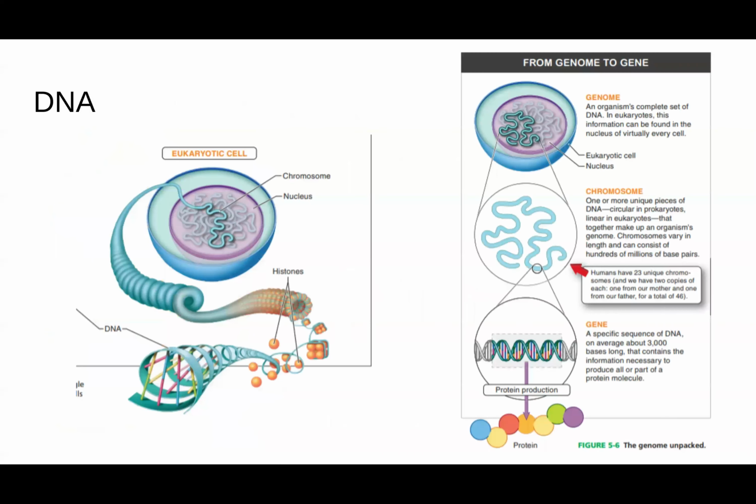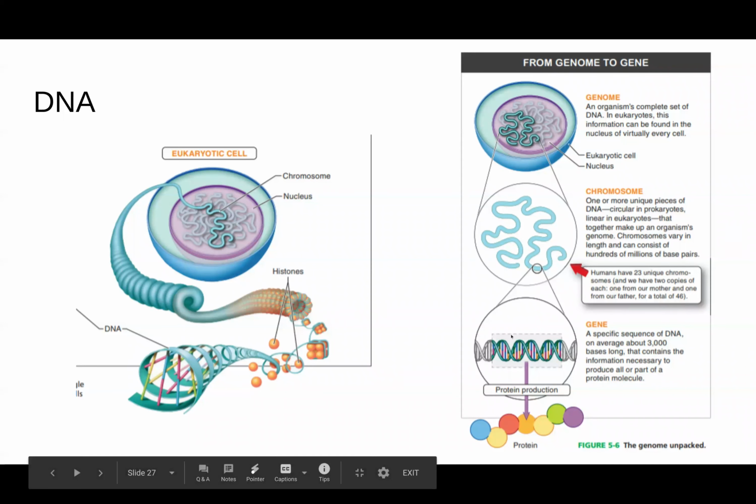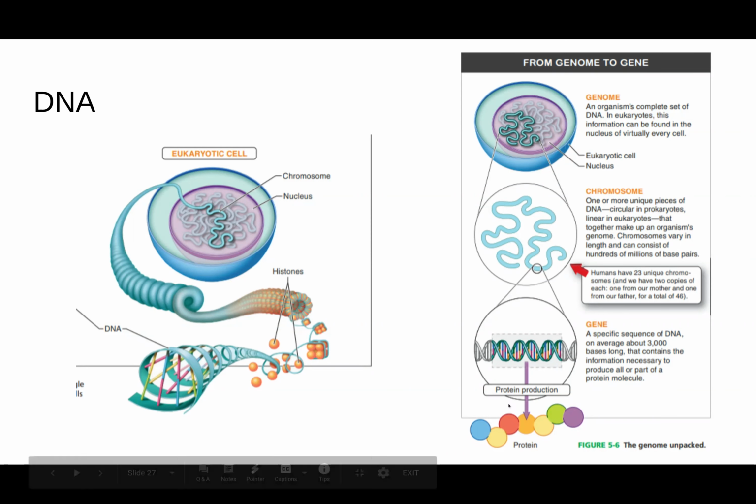Just as a refresher, all the DNA that makes up you is housed in what's called your genome. And your genome as a human is comprised of 23 pairs of chromosomes, 46 total. Your chromosomes have what are called genes on them, and these genes are what you use to make mRNA, which in turn makes protein.